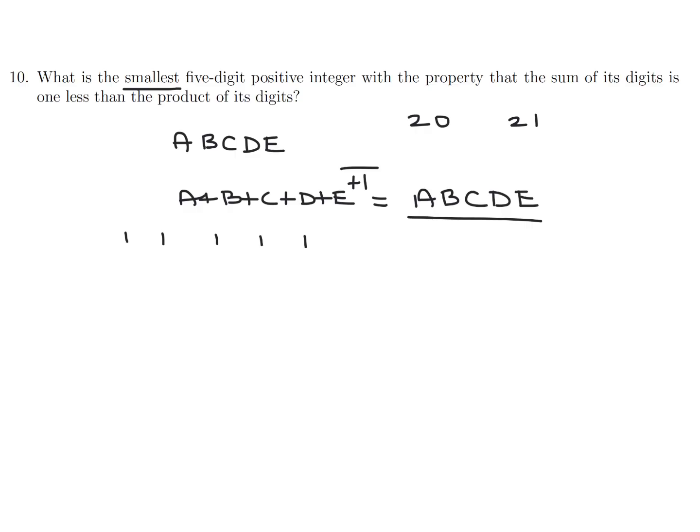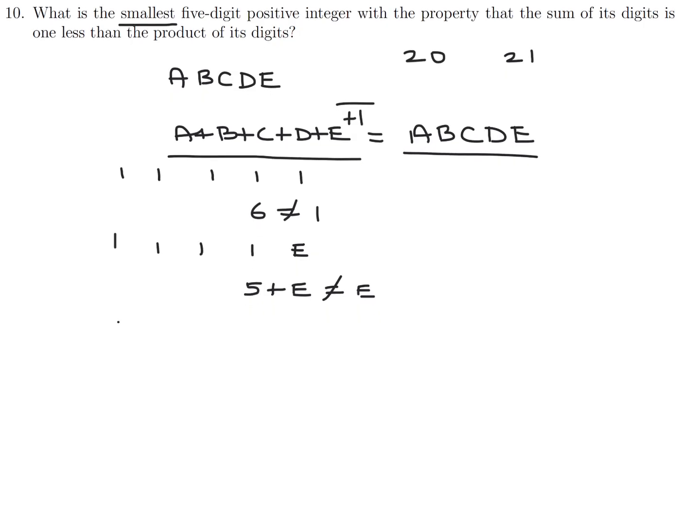Okay, so let's go with 1s. If it's all 1s, then this part would be 6, and this would be 1. Okay, so that fails. How about if there's all 1s and then one digit that's not a 1? Then that would be 5 plus E, and that would equal E. And that doesn't work either, because that would mean 5 would equal 0, and that obviously doesn't make any sense. How about if we have 3 ones and then 2 letters that are not 1? That would be 4 plus D plus E is equal to D times E.